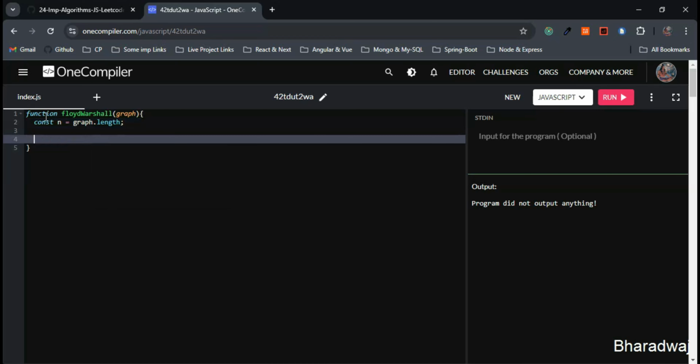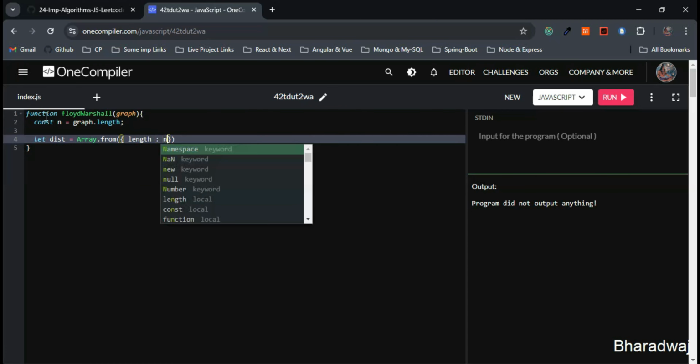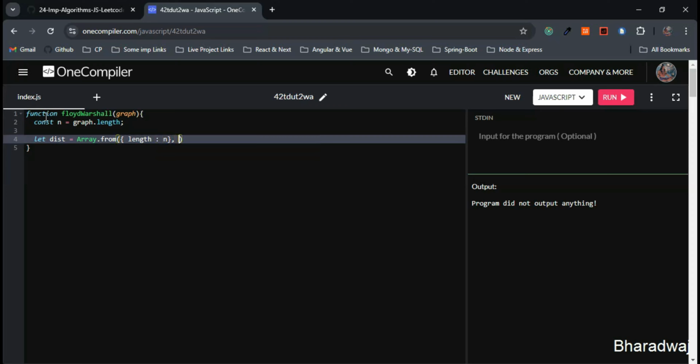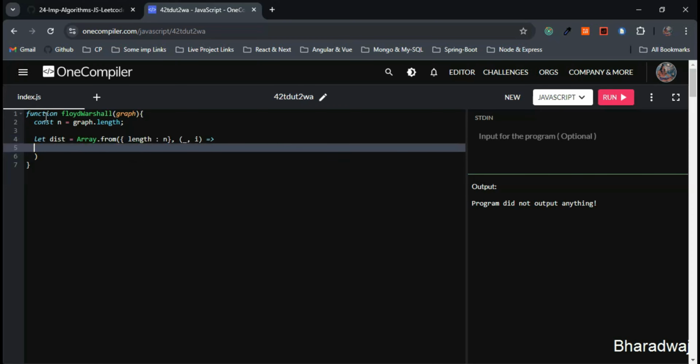Next step is we will create the distance matrix initialized with the graph's values. Here I'll be making use of dist, which will store the shortest distance between every pair of nodes. I can write it this way: let dist equals Array.from, with length n, and an underscore and i. I can write it in this way, right?